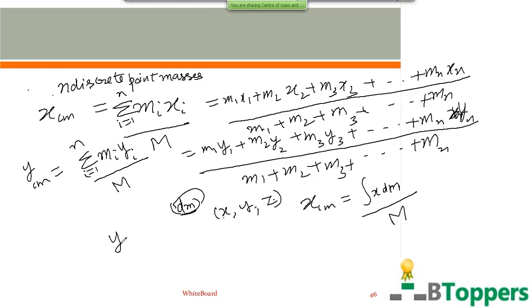Similarly, for the y coordinate of center of mass in the case of continuous bodies, we write integral y dm by capital M. For the z coordinate of center of mass, we write integral z dm by capital M. Like that.